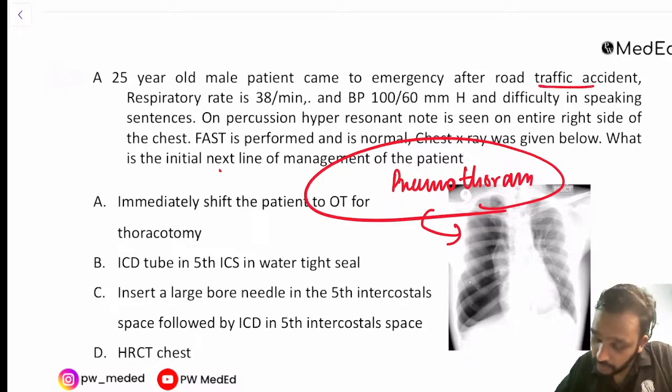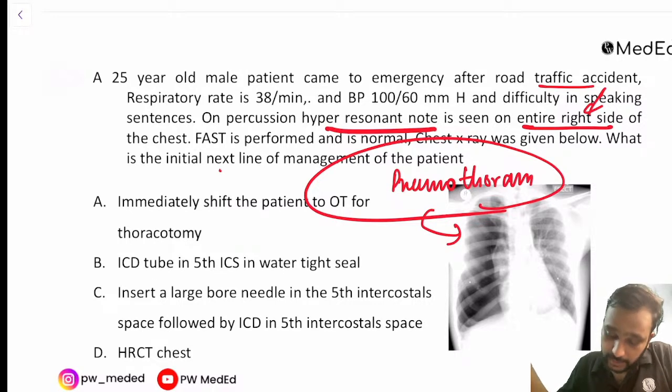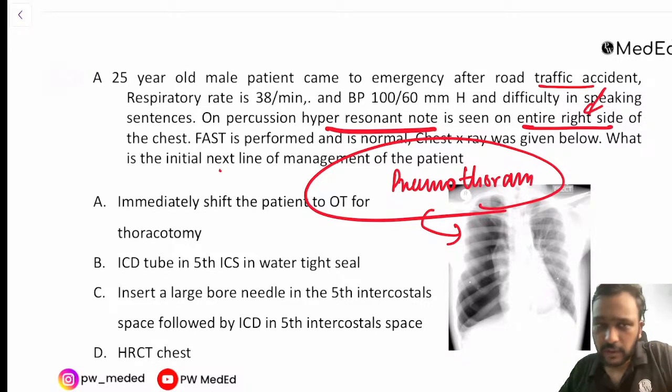And the patient has history of road traffic accident, right? So the patient may be having some rib fractures also. On percussion, hyper resonant note is seen on the right side of the chest. Examination findings are given, okay. So what is the initial line of management, right? You can read it in surgery. What is the next best step for a patient with pneumothorax?